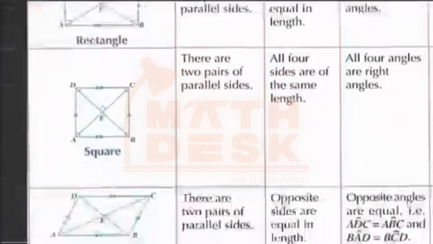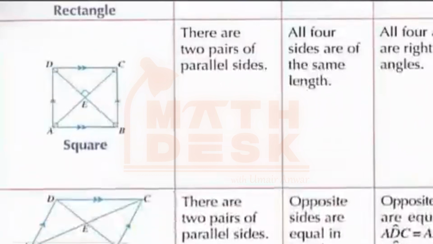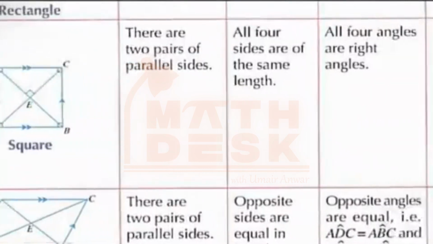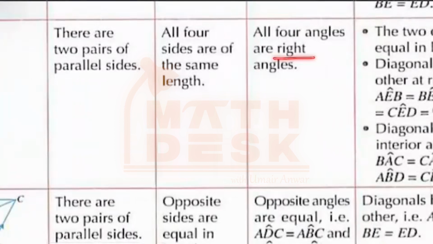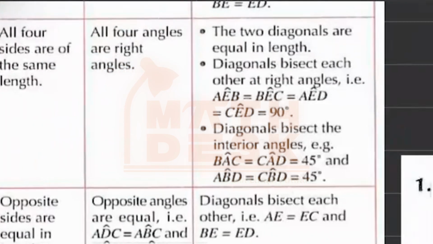Now, the next one is a square. Again, two pairs of parallel sides. All the four sides are equal here. Not only the opposite sides, but the other sides are also equal. All the four angles here also are right angles. The two diagonals are equal in length. They bisect each other at right angles.